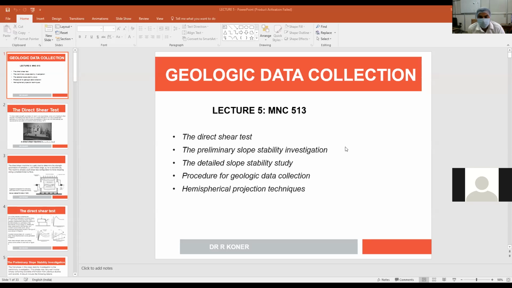Today we are going to start a new topic. Already, I have given an introduction. Geological data collection. Today, our main focus is what the geological data are, what they are for the slope, and how we collect them, and then after collection, how to systemize those data so that you can use these data.